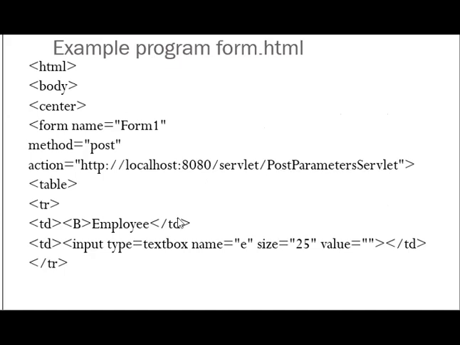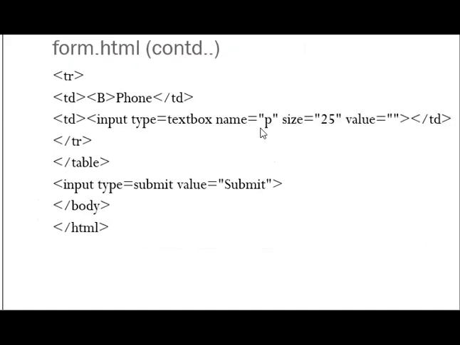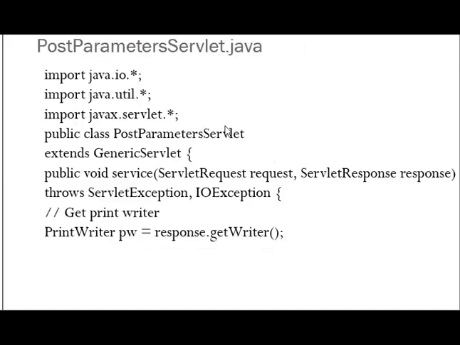So in the servlet, we have to read the data that is provided in the employee text box and the phone number text box. For that, we can define a post parameters servlet. This servlet is importing the IO package, utility package, then servlet package. The class name is post parameter servlet. It is extending the generic servlet. In this, we are writing the service method, which takes the service request as well as the response.